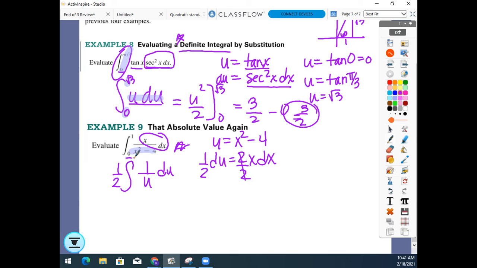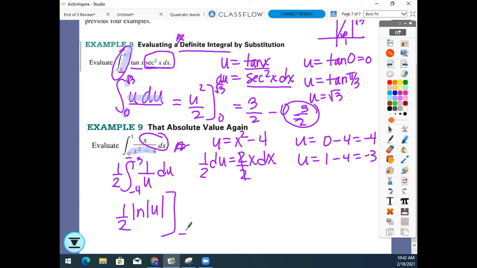We're going to plug in 0 to find our u number. 0 minus 4 is -4. And then we're also going to plug in 1 squared is 1 minus 4, which is -3. So we're going to go from -4 to -3. Then we take our antiderivative, pull down the 1/2. 1 over u is ln of u from -4 to -3.